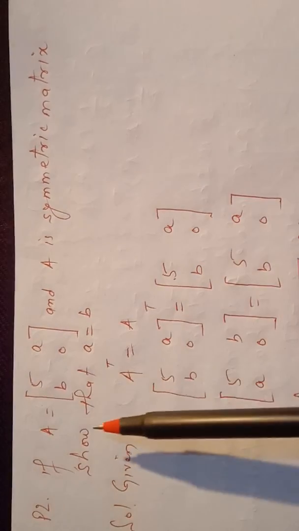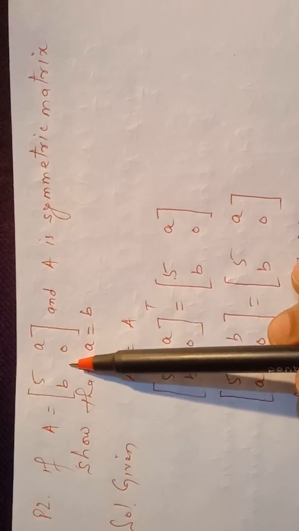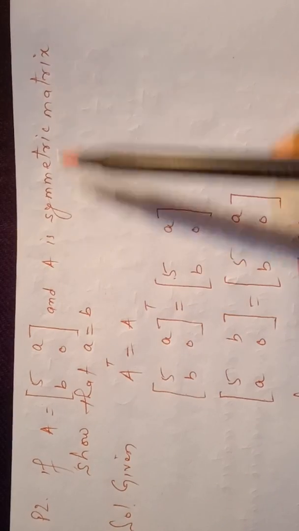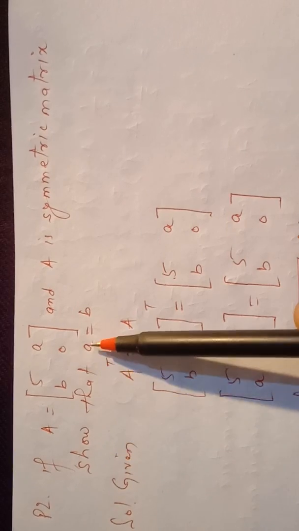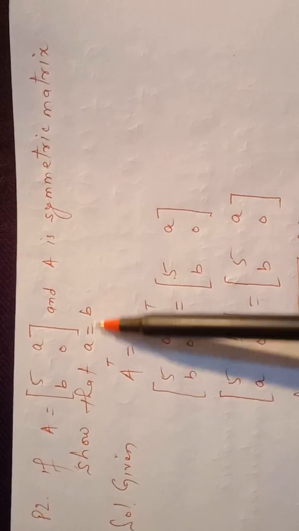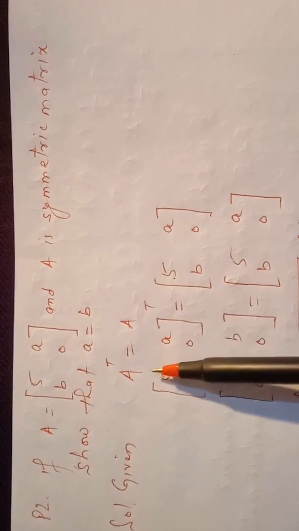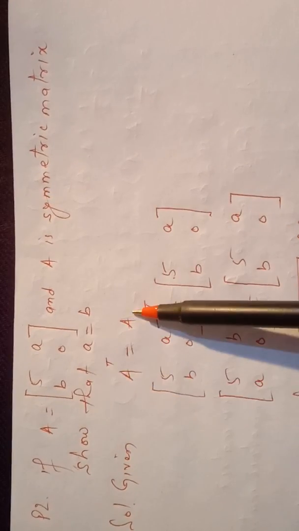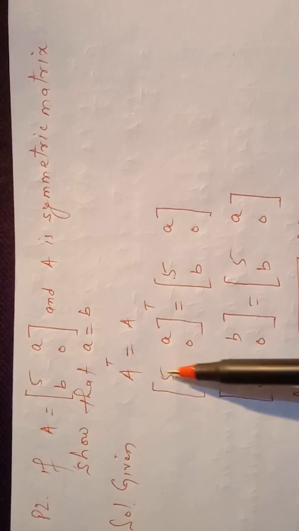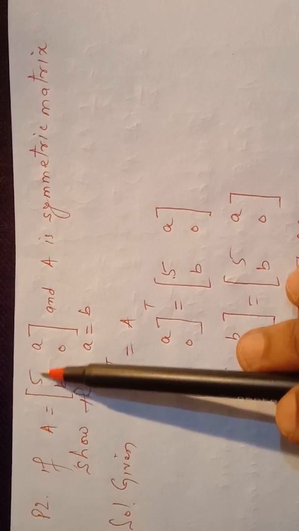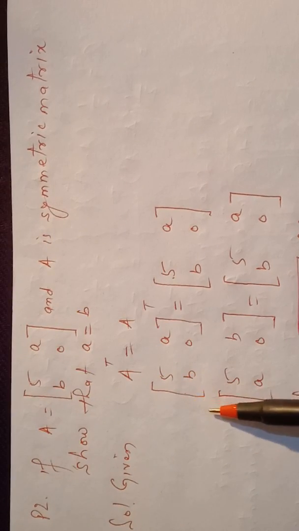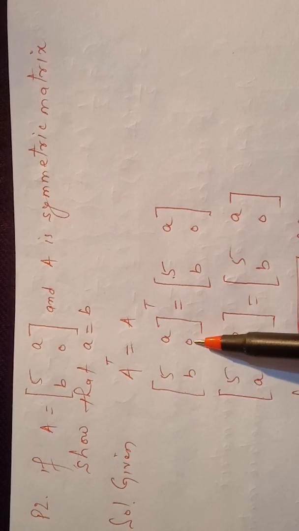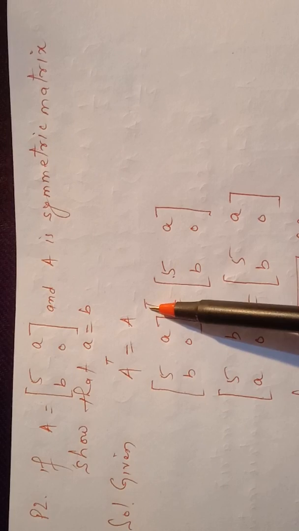Now second problem, one matrix A is given and A is a skew symmetric matrix. So you show that A and B are equal. So again it is so simple. If A is skew symmetric, A transpose will be minus A. So A transpose is minus A. So I have written minus A, B, 0 whole transpose.